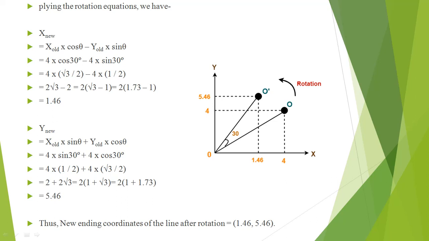We draw here, see in this diagram, the O dash. O is our original, initial coordinate, and O dash is the new coordinate. So we draw the new coordinate as 1.46 on the x-axis and 5.46 on the y-axis. See, this is the rotation by theta of O to O dash. So we get the rotation transformation of the original object.